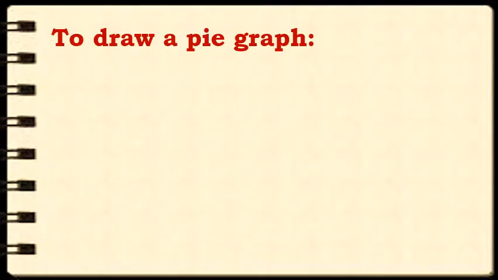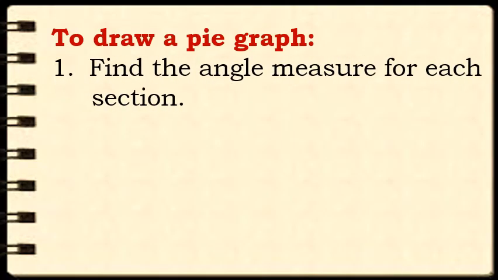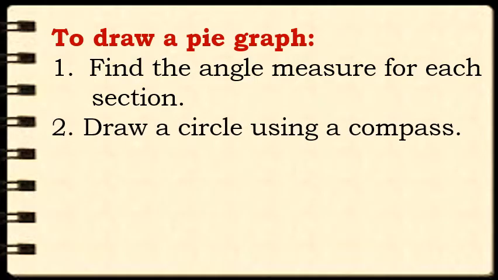So, what do we have to remember in constructing or drawing a pie graph? Number 1, find the angle measure for each section. Importante, children, because you cannot construct a pie graph without first identifying the angle measure for each section. Number 2, draw a circle using a compass. Kung wala ka namang compass, ako, kagaya ko, what I use is the protractor itself. Yun ang gagamitin ko in drawing a circle.